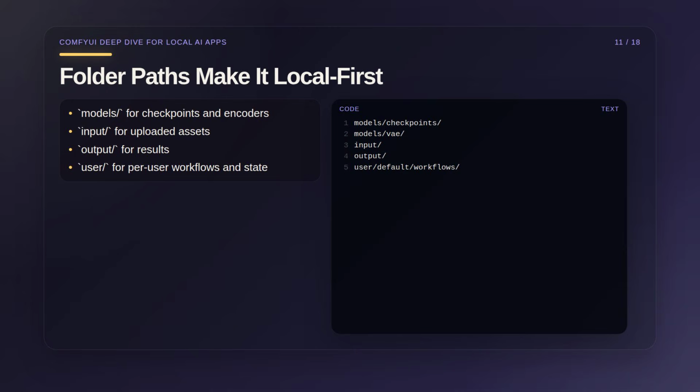Another practical detail is the file model. The runtime has explicit places for models, inputs, outputs, and user data. The folder path rules make that a real contract. For a local app, that matters a lot. Clear file rules make model discovery, asset management, and debugging much easier.